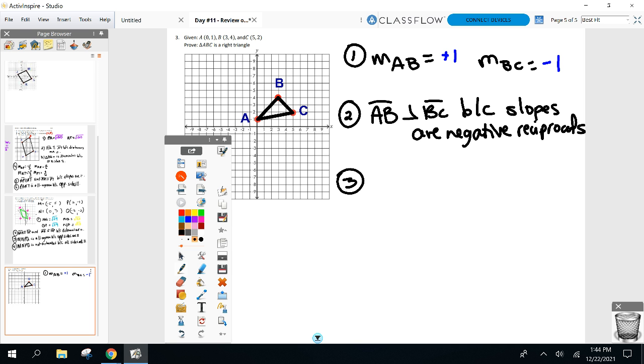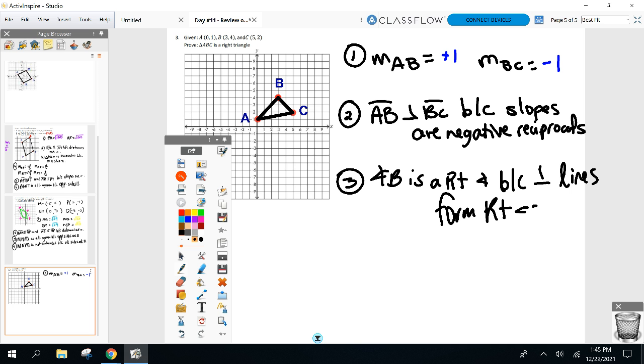Keep thinking in your mind like we're doing an actual statement and reason. So they're perpendicular. So what happens next? Paul? Angle B is the right angle. Okay, yeah. Angle B is a right angle because perpendicular lines form right angles. And then now I have a little right triangle on my hands. Angle B is a right angle, so triangle ABC is a right triangle.